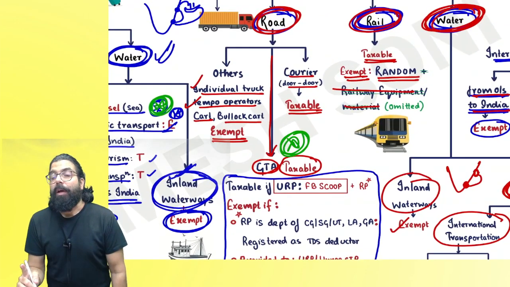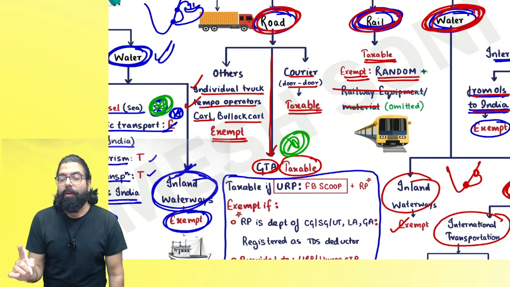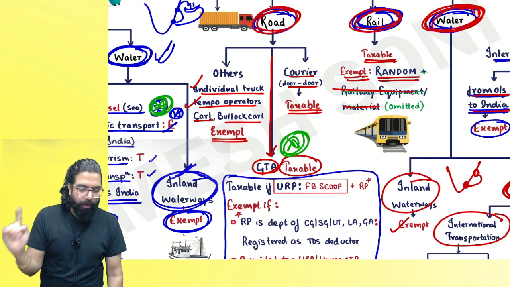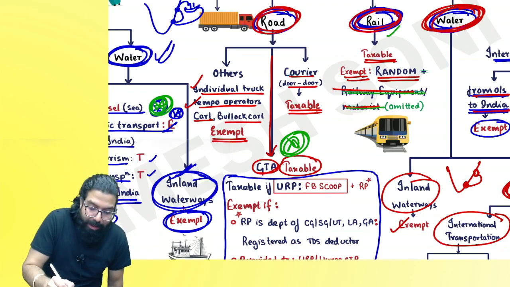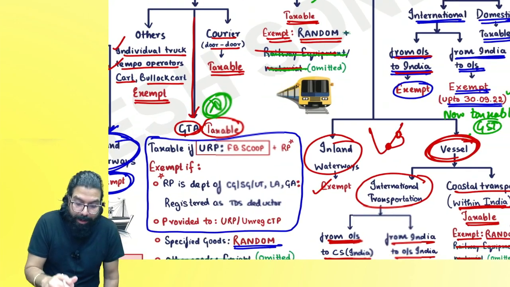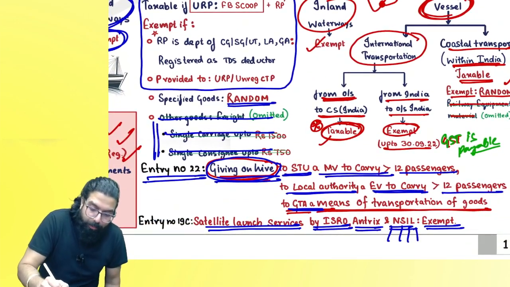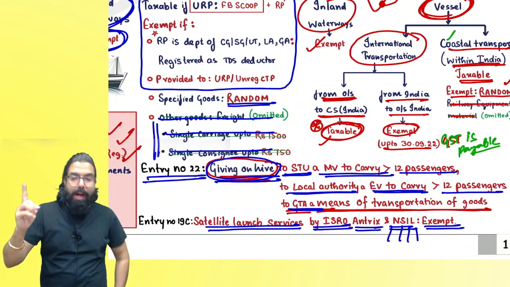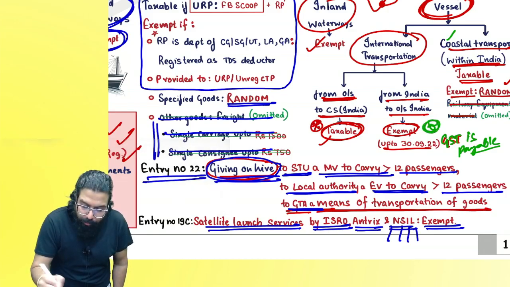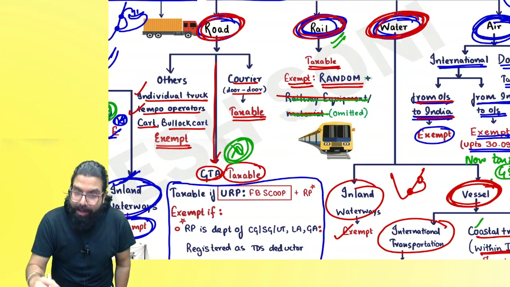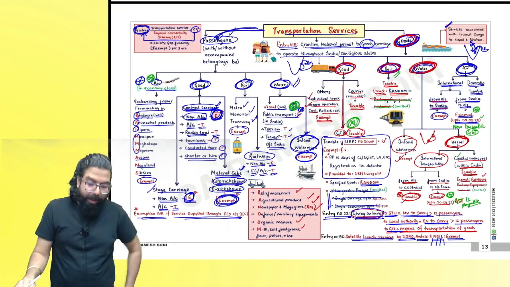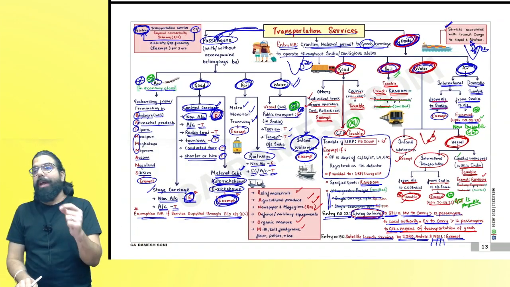Relief material and, sorry, railway equipment and material is now not there. Please remember, if you are transporting railway equipment and material by railway, or transporting by coastal transportation also, it is now taxable. These two points, which were exempted till 30th September, are now taxable. Please be very careful about it. One small question they can ask in the exam.